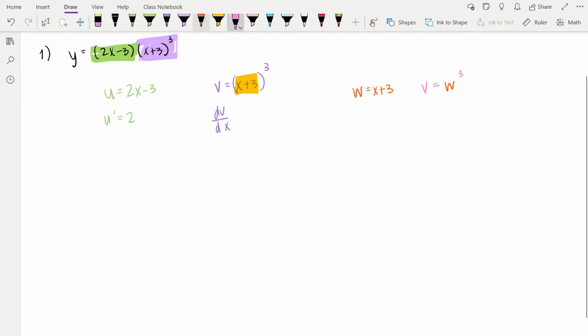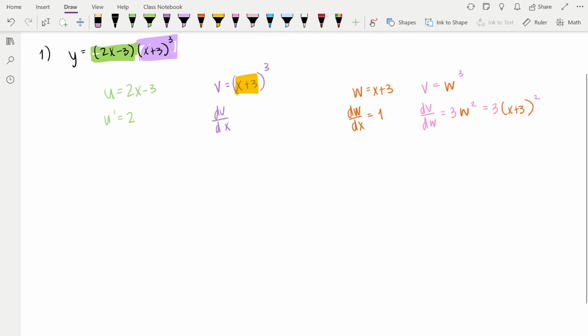Now I take the derivative of w with respect to x, which gives me 1. And I take the derivative of v with respect to w. So I get 3w squared. But I would like to write this in terms of x. This is 3(x plus 3) squared. Just because it has an x in it now does not mean it is the derivative with respect to x. It is still the derivative with respect to w, just written in terms of x.